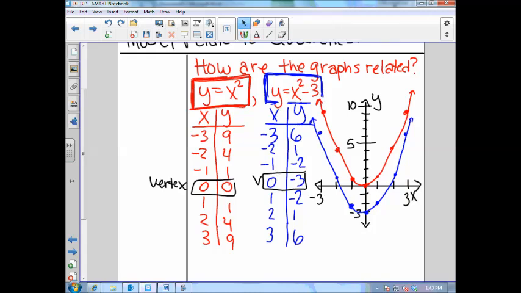I want you to turn to your neighbor and, well, first I want you to hypothesize. Make a prediction. Look, these equations are almost the same. The only difference is my blue one had a minus 3. So how are the graphs related? I want you to, in your head first, make a prediction that when we minus 3 from x squared, hypothesize what just happened.